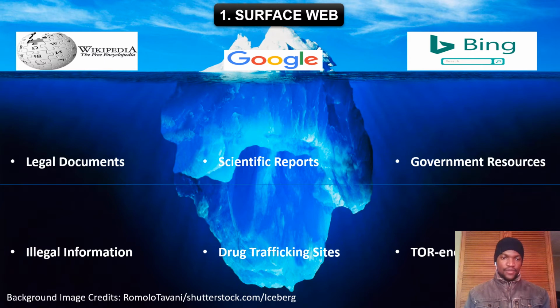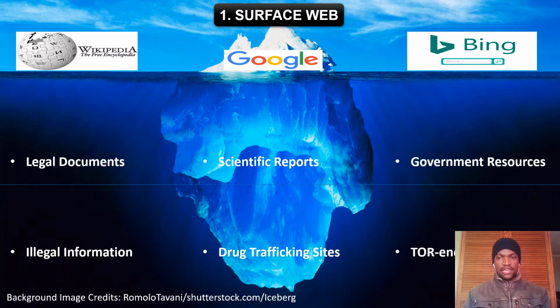Next, we have the second level of the internet or the web. You have legal documents, scientific reports, and government resources stored at this level. So this is usually a level where there is a reasonably higher level of security than on the surface web. Remember, on the surface web, you can easily find the information just by typing in.